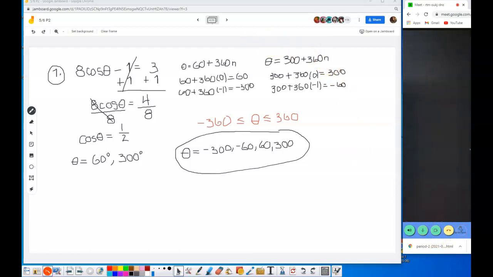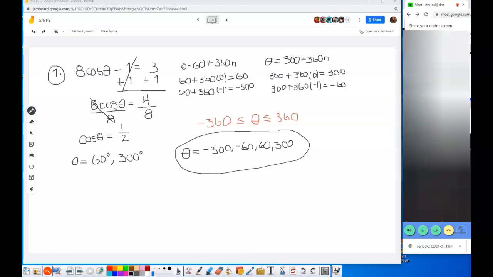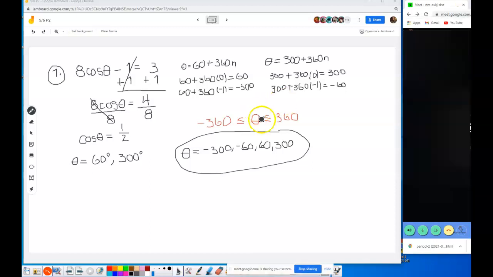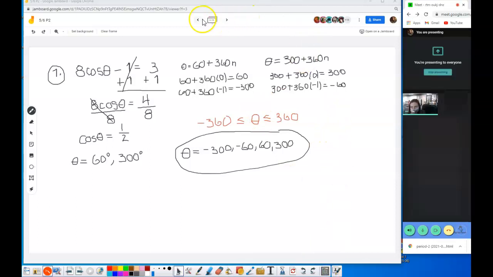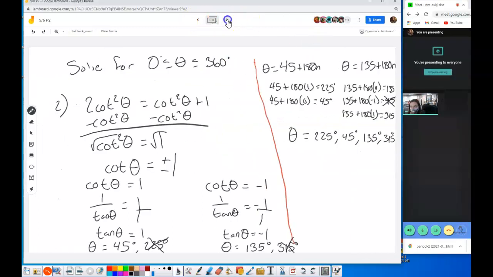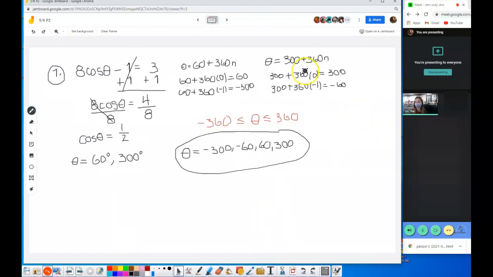All right, welcome back, everybody. We'll get started with our presentations. All right, and we're on number 1, which was 8 cosine of theta minus 1 equals 3. And we're looking at this interval negative 360 to positive 360. So what did we do here, group 1?